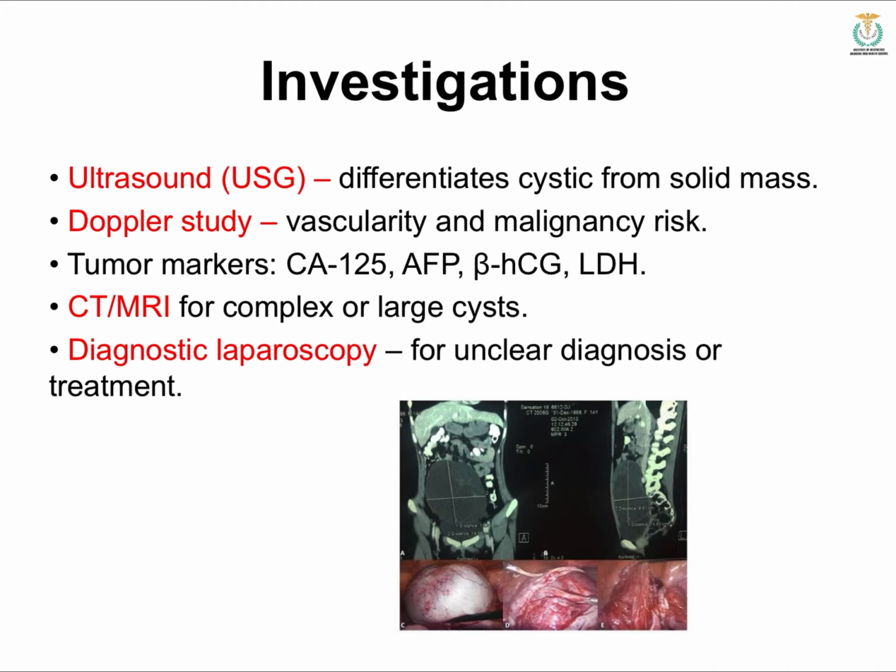a small cyst will appear thin-walled and anechoic. If you see internal echoes or septations, think of a hemorrhagic or endometriotic cyst. Solid areas or increased vascularity on Doppler should always raise red flags. That is an important point here. Under investigations, these are the USG findings you can see.